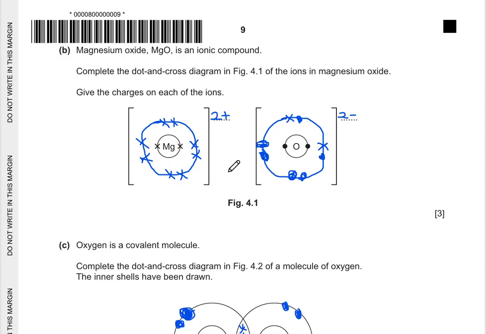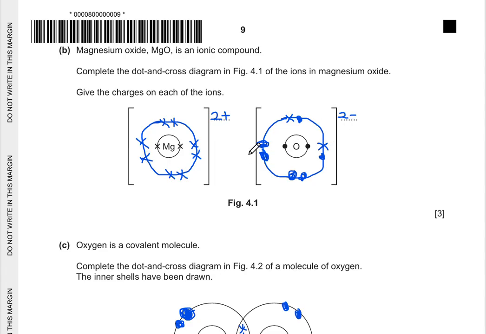Magnesium oxide, MgO, is an ionic compound. Complete the dot and cross diagram in figure 4.1 of the ions in magnesium oxide. Give the charges on each of the ions. So this is a really simple drawing question. We just have the atoms Mg and O, so we just have to draw another line. Usually it's only one extra line you have to draw. There's not much, but you need to double check using the periodic table to see if the atom has more than 1 or 3 shells. So Mg is going to be 2 plus, O is going to be 2 minus. Why?